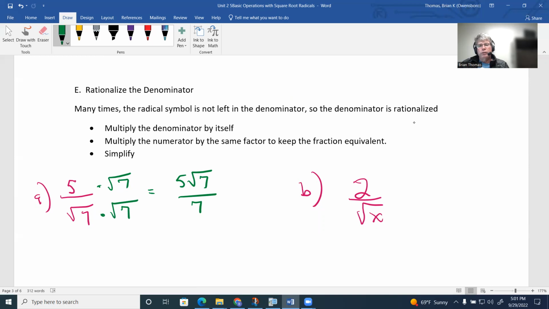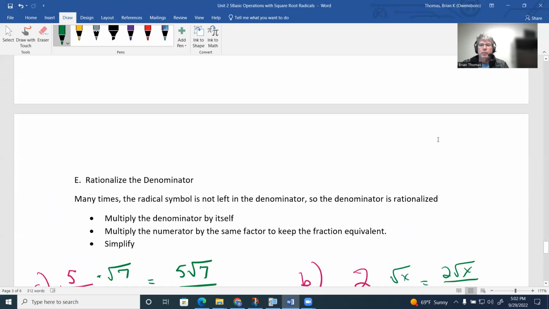So if we have 2 over the square root of x, again, we don't want that square root of x on the bottom, so we can multiply the bottom by the square root of x as long as we multiply the top by square root of x. This is going to give me 2 square root of x on the top. And then if there's 2 x's inside the radicand, that means 1 x can come out. So that becomes 2 square root of x over x.